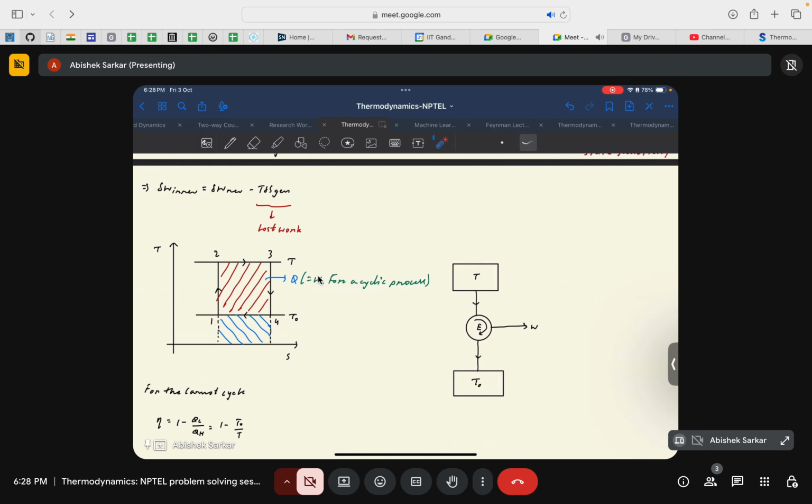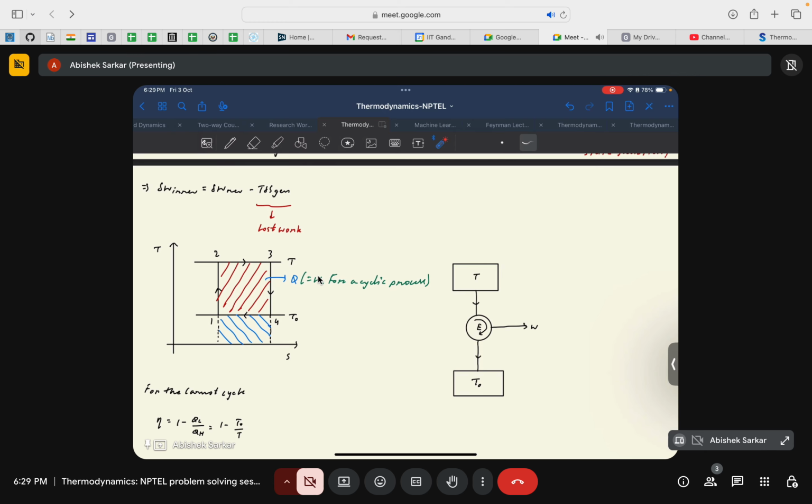We'll just discuss the final part, the extent of irreversibility again. So consider this diagram for a cyclic process shown here.